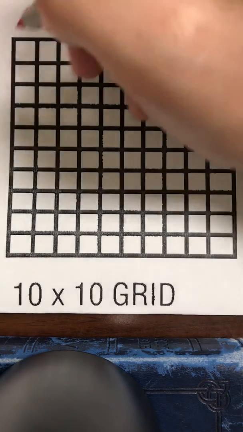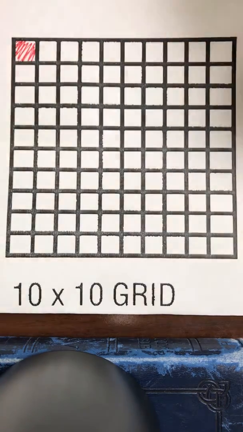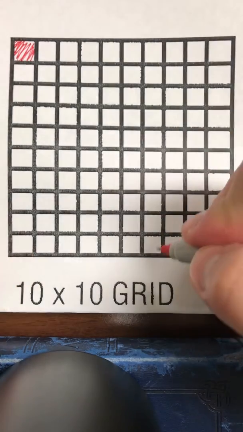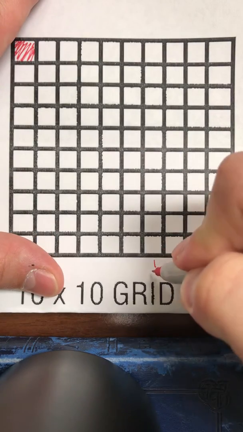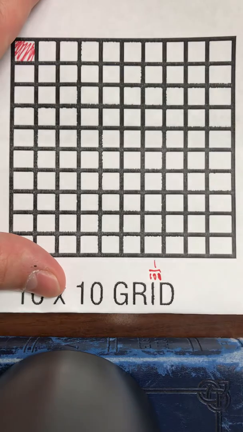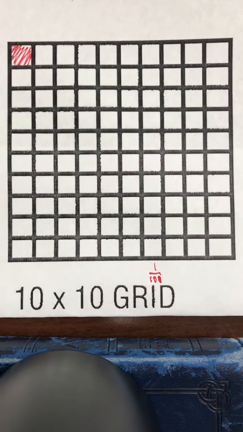So that might look like this. If I were to shade one of these boxes, I'm shading 1 out of 100. And I could represent that as a fraction. I could write the number 1 over 100. So 1 out of 100 boxes are shaded, or I could read that as 1/100th.